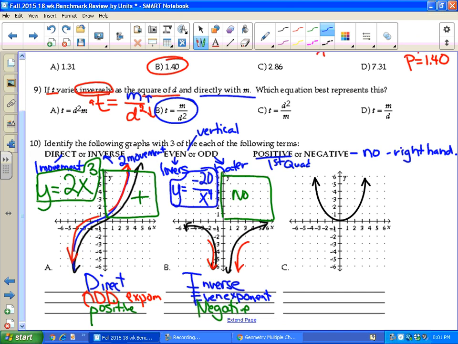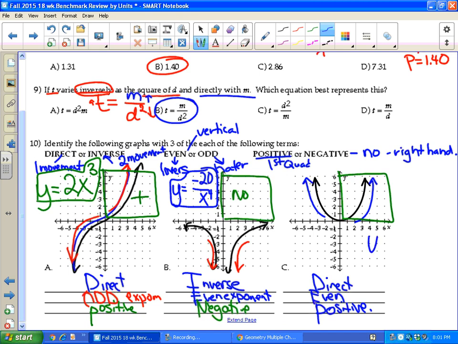Last one. One movement of my pencil, so this is a direct graph. Okay, this piece is going up, this piece is going up. They're going in the same direction. They must love each other, so this means I need to have an even exponent. And lastly, it does exist partly in the top right-hand quadrant, which means that it has a positive exponent. Okay, all right.